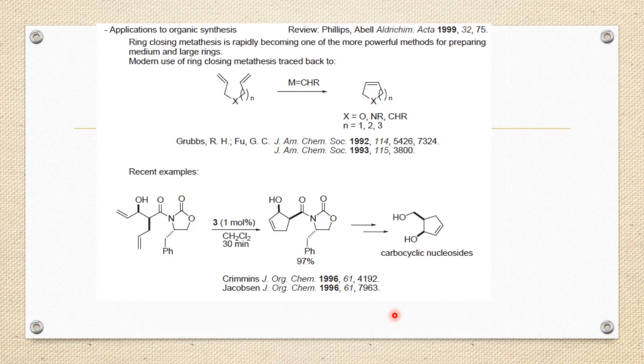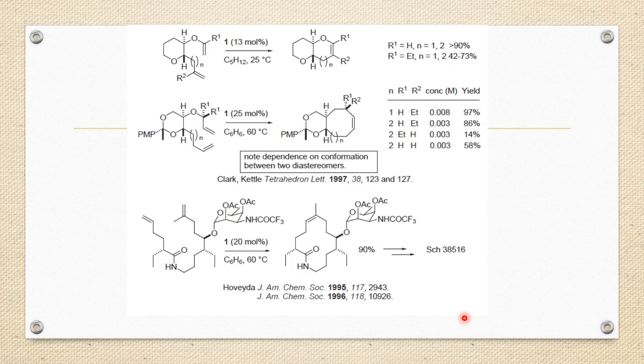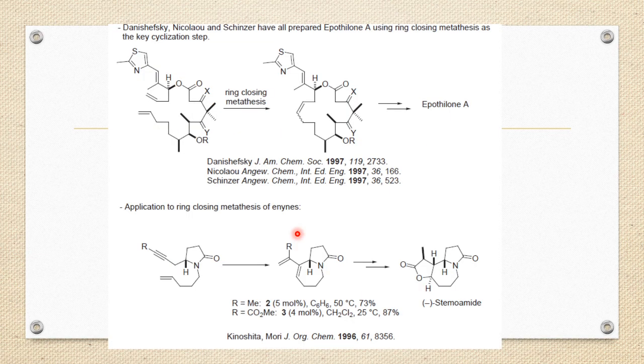Talk about applications to organic synthesis. They are rapidly becoming one of the most powerful tools in preparing medium and large rings, as told earlier. So, some recent examples are also shown in this slide. This is again a slide wherein you see the utility of Grubbs' catalyst in creating bigger ring systems. Danishefsky, Nicolaou, all these people have worked with epothilone A, and the final step of epothilone A, that is this particular ring formation, is basically the key cyclization step for that particular compound.